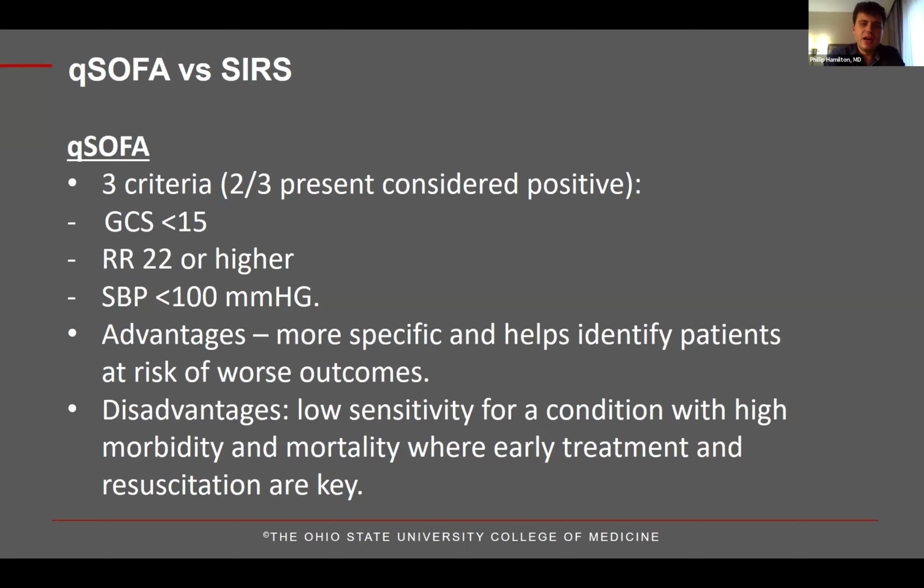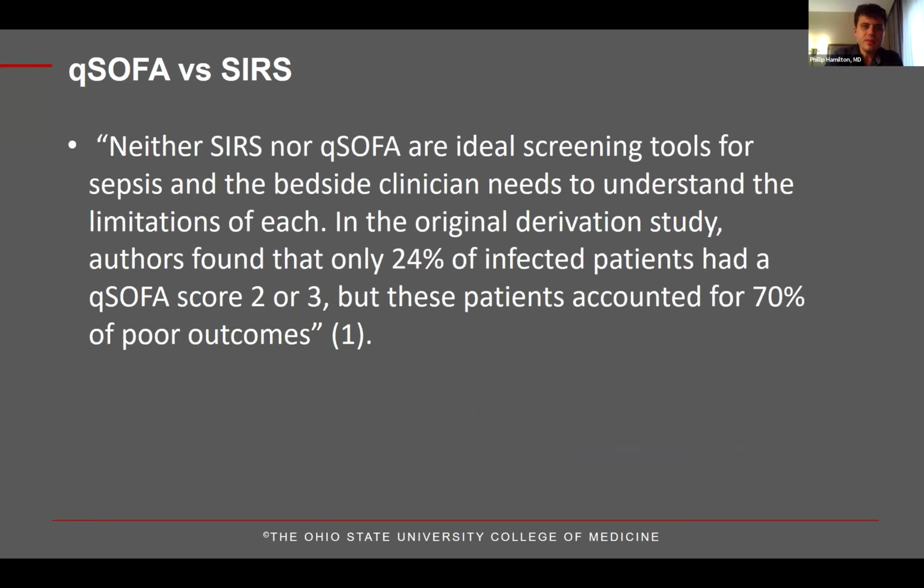And so the disadvantage, though, is if you're using this as kind of a prospective tool for identifying sepsis, you're probably using it incorrectly, because it's a low sensitivity tool for a condition with a very high morbidity and mortality, where early treatment and resuscitation are so important. And so the guidelines actually say that neither SIRS nor Q-SOFA are ideal screening tools for sepsis, and the bedside clinician needs to understand the limitations of each.